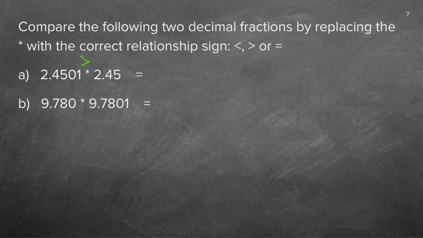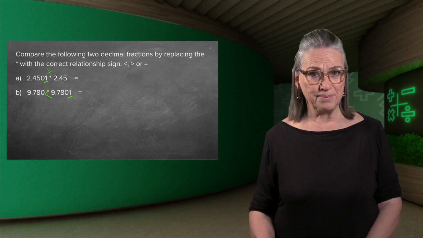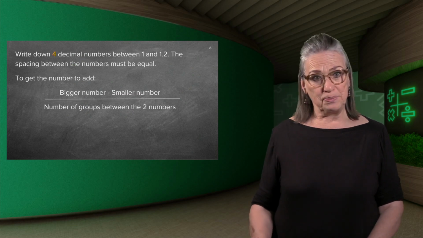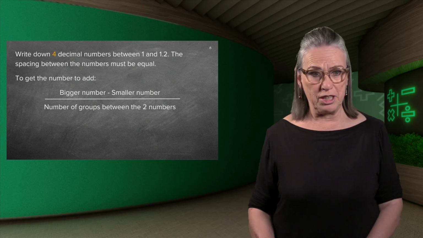It is bigger than, because even though 1 out of 1/10,000 is very small, it's still bigger than this one. Do you understand? The next one, 9.780 or 9.7801. A similar one, look, it's only 1 over 10,000, but it's still there and it's not indicated in this one. So this is smaller than 9.7801.